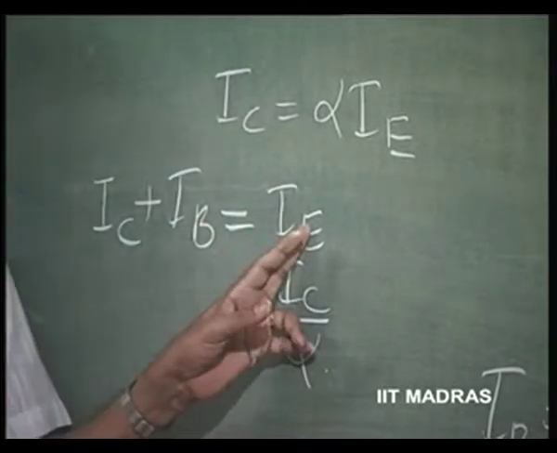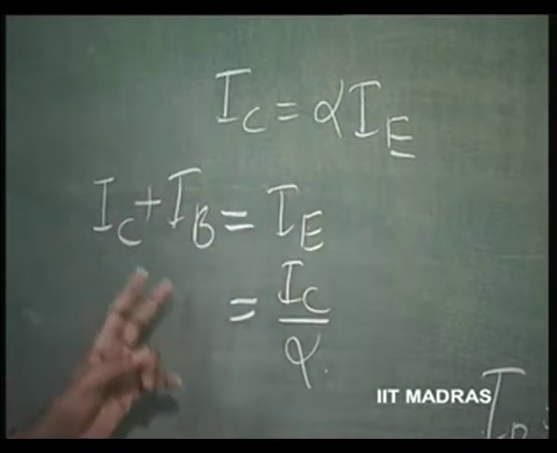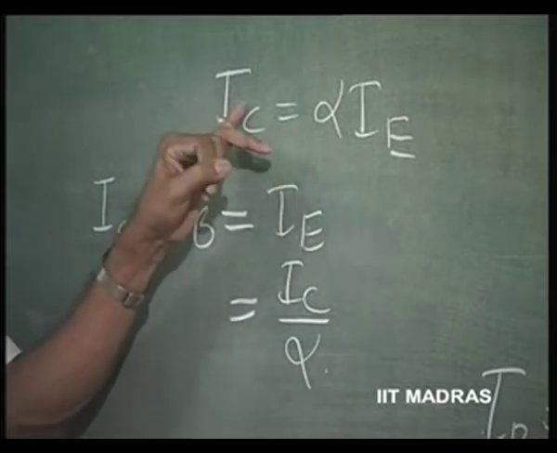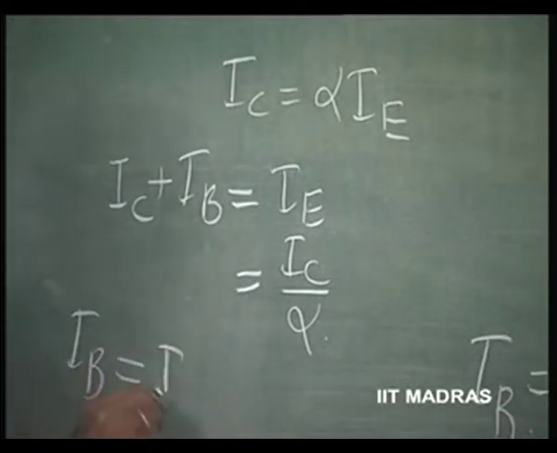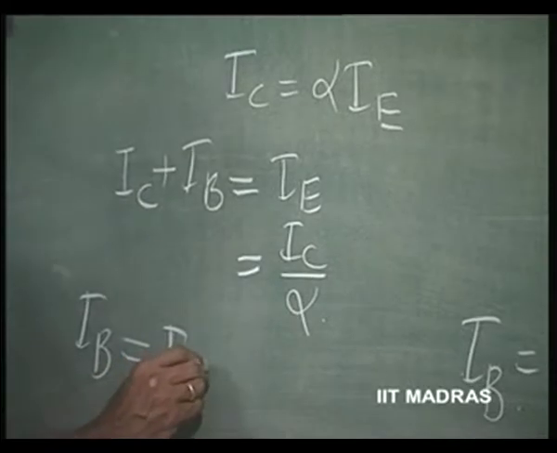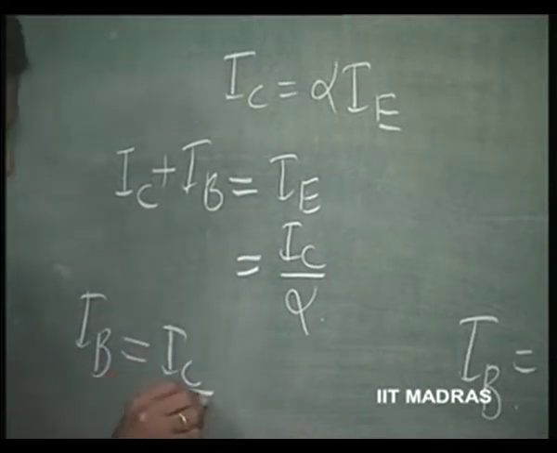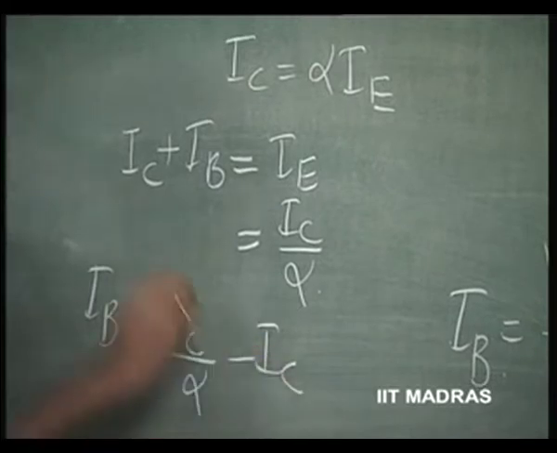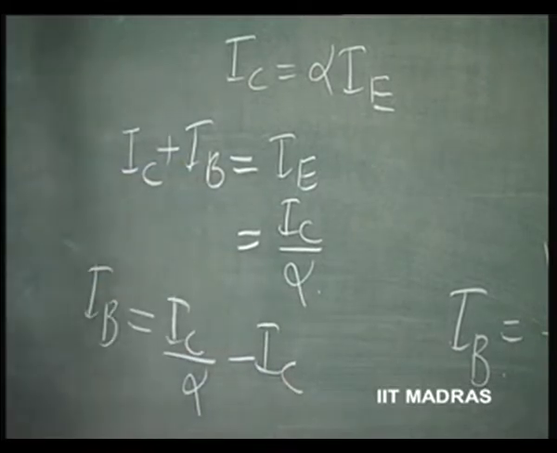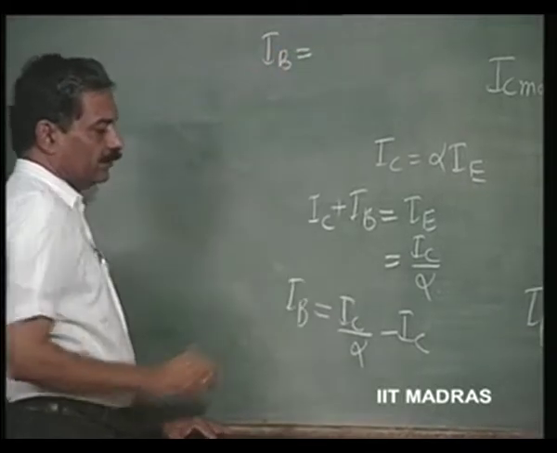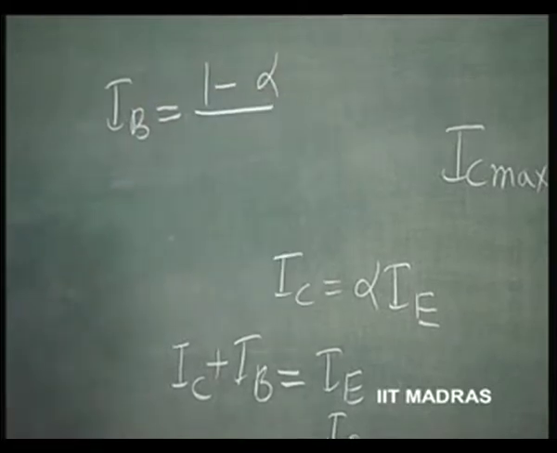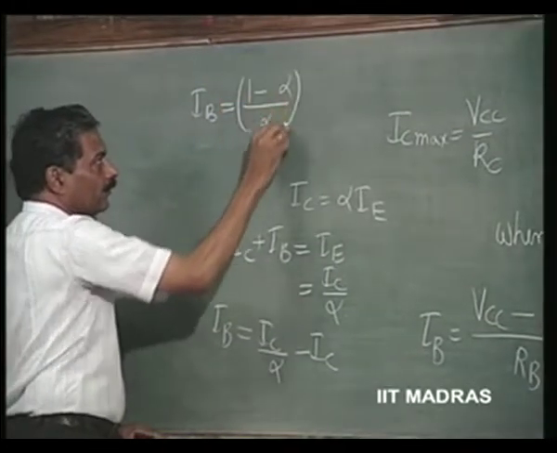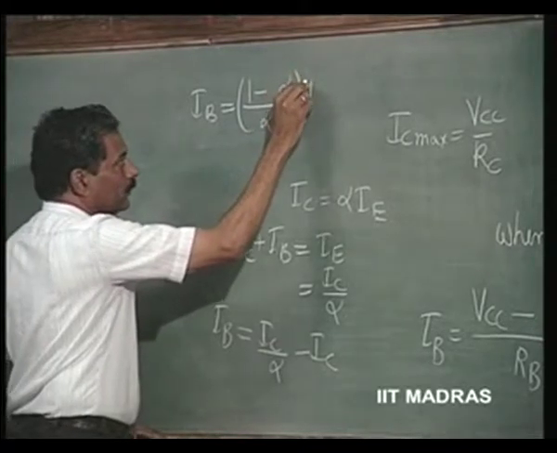I will replace Ie because we want to find out the relationship between Ic and Ib. So, I will eliminate Ie from this. Ie is equal to Ic by alpha. So, we have now Ib equal to Ic by alpha minus Ic, or Ib equal to (1 minus alpha) by alpha into Ic.